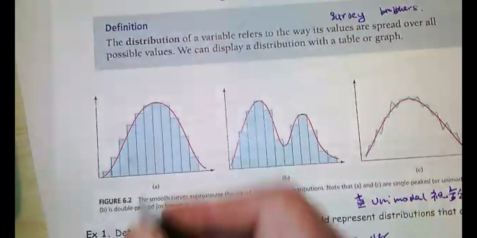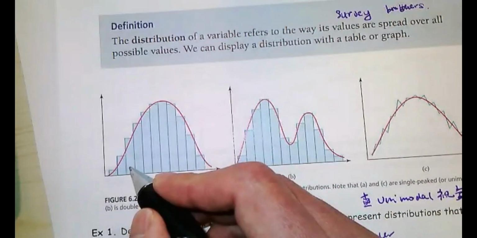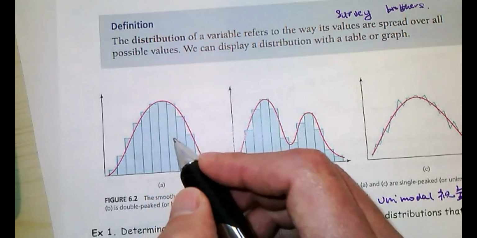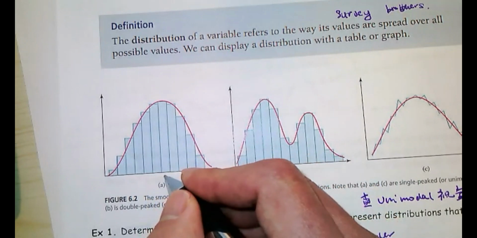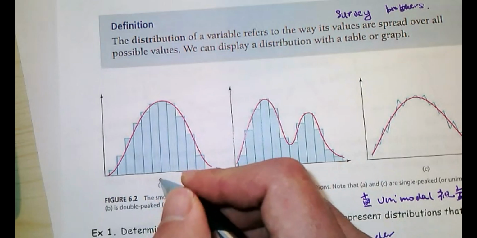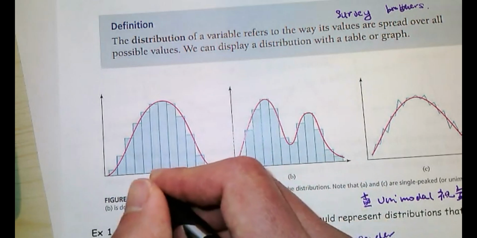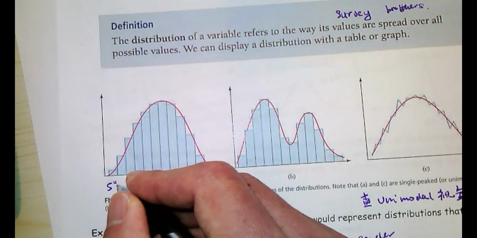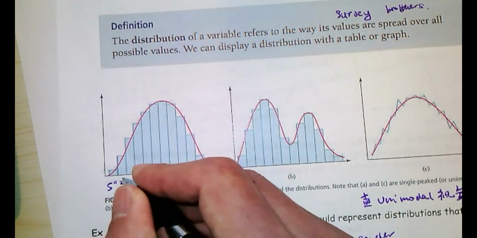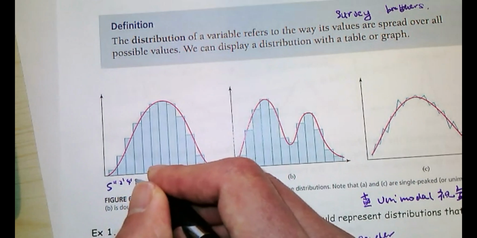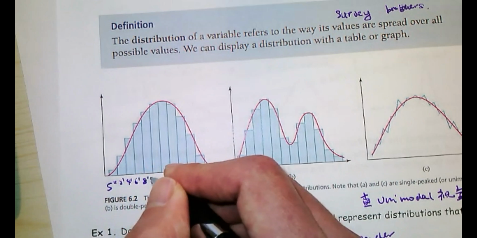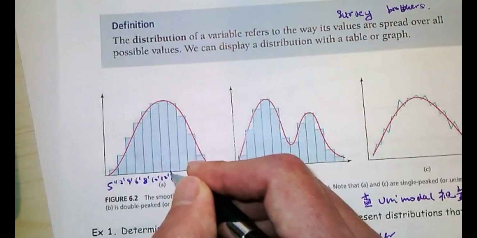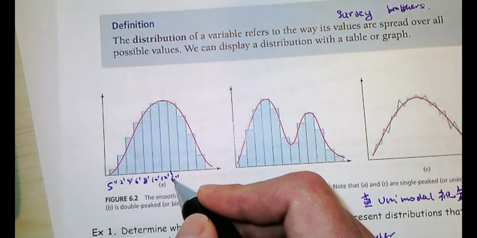Imagine this is all the students' heights in our class. Just imagine this is all the students' heights. So on the x-axis should be height. Maybe here is 5 feet, 5 feet 2 inches, 4 inches, 6 inches, 8 inches, 10 inches, 12 inches, 6 feet. So those are my marked lines.